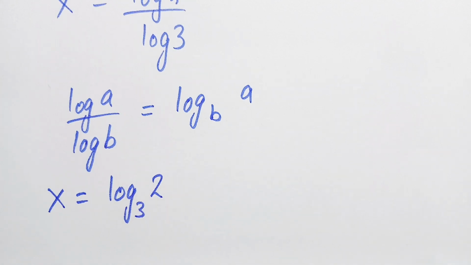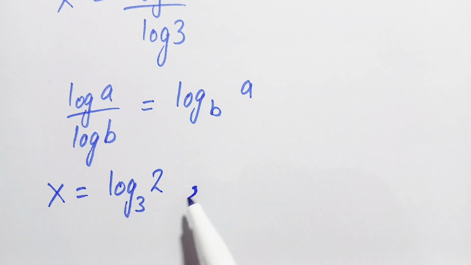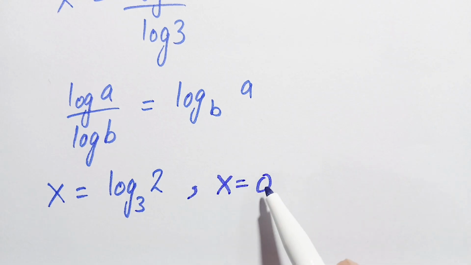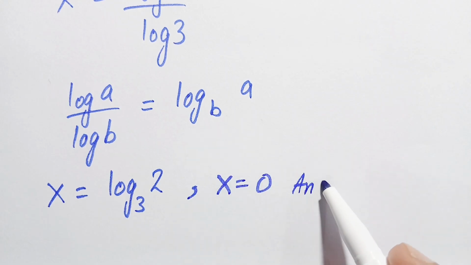Therefore, we have two solutions. One is this, and the second one is x equal to 0. Okay, this is our final answer.